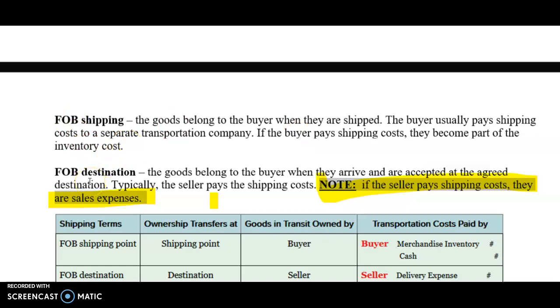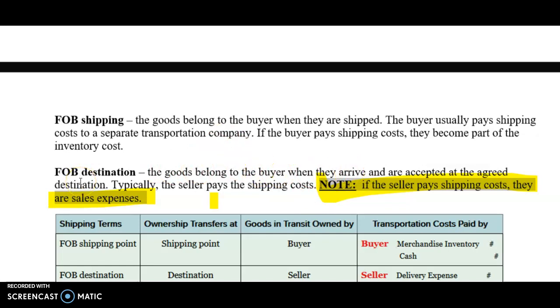FOB Destination. The goods belong to the buyer when they arrive. All right, so when they're at Amazon, Amazon owns it. When it's on the truck, Amazon owns it. When it's at your house and it's dropped off, then it's yours. So let's go over the definition again. The goods belong to the buyer when they arrive and are accepted at the agreed destination.